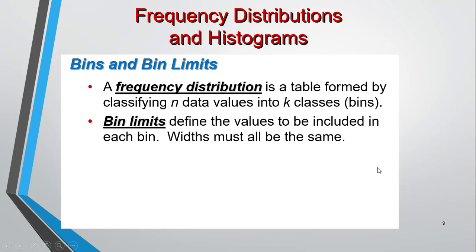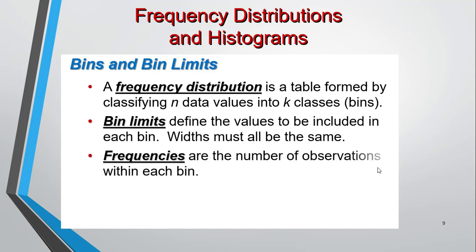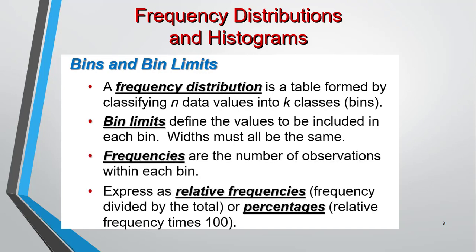Then for histograms, as we can see in the previous chart, you need to divide those observations into different groups, or we call different bins or different classes, right? So the term bin and bin limits, right? A frequency distribution is a table formed by classifying n data values into k classes or bins, right? Bin limits is the upper limit and lower limit. They define the values to be included in each bin, like between 75 and 85 feet of the height of the tree. Right? The width must be the same across different classes, right?